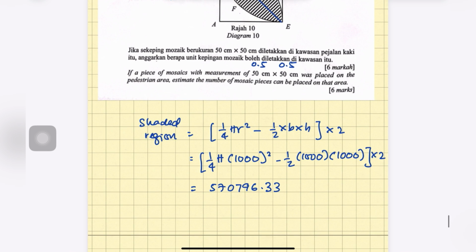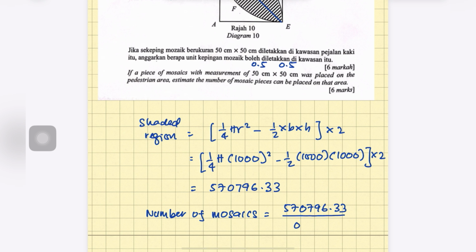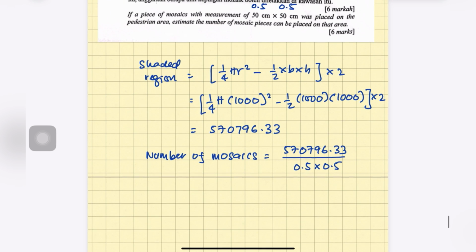So kita divide by ni lah dia punya area tu. So number of mosaic equals to 570,796.33 divided by 0.5 times 0.5. Okay, so this one equals to 2,283,185.